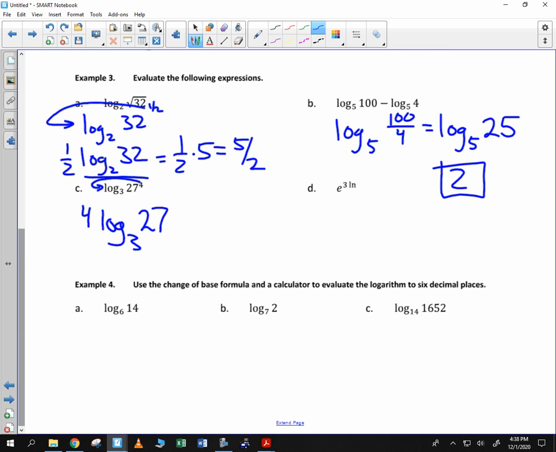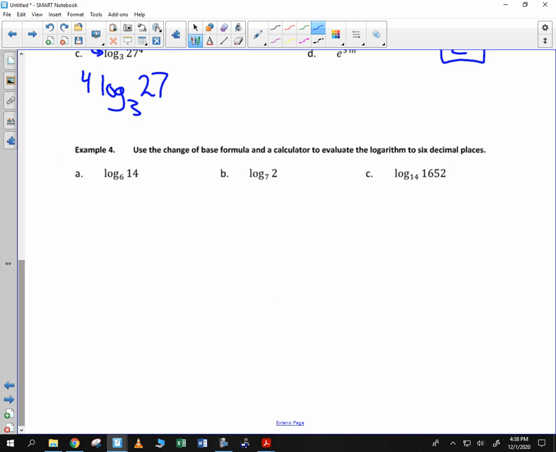To try to teach us something we're going to learn next year, I'm going to change this a little bit more. 4 log base 3 of 3 cubed. Remember that these are inverse operations. They go away. So after, 4 times 3 is 12.